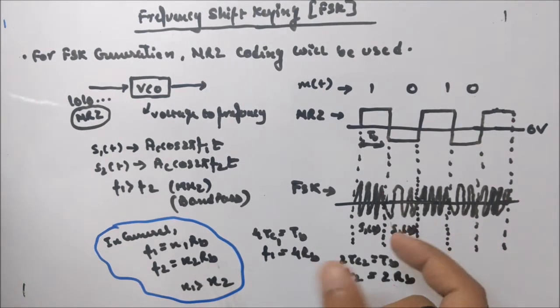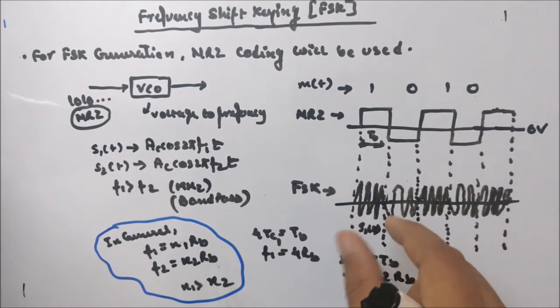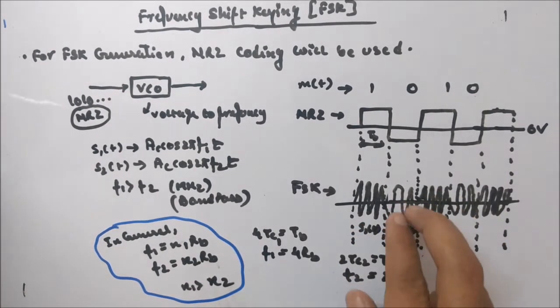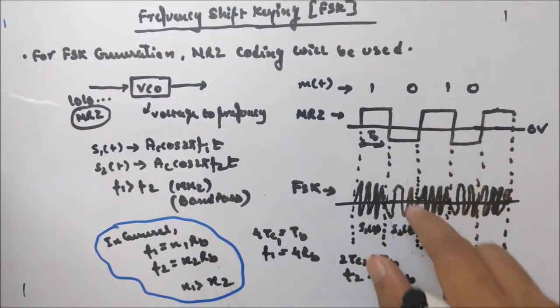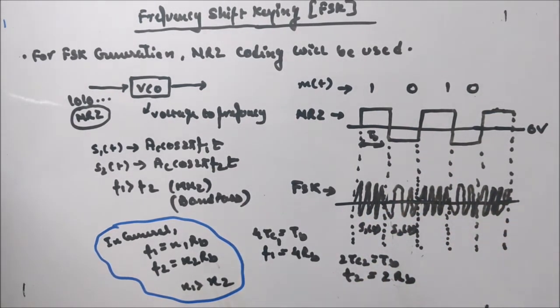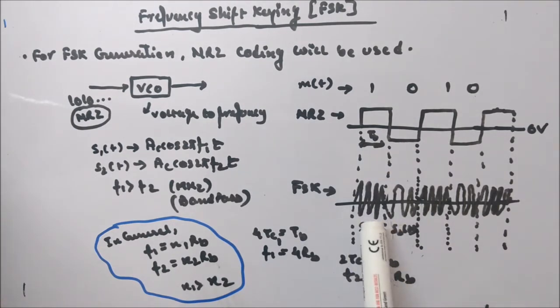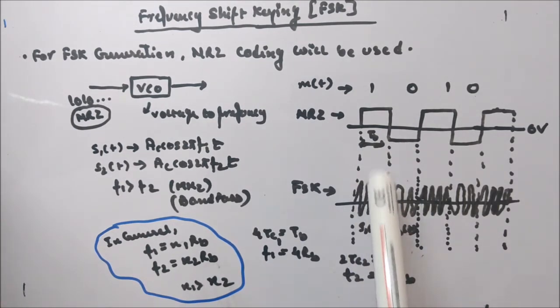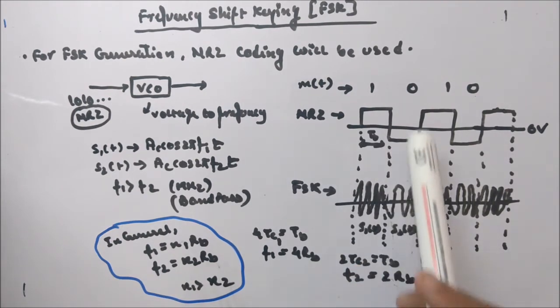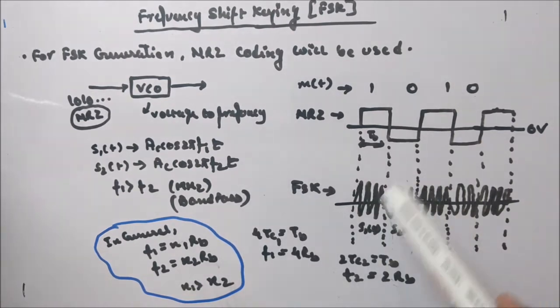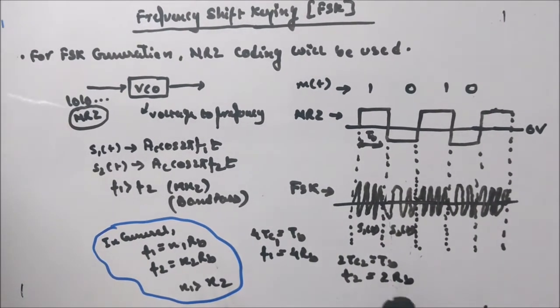The closer these cycles are, the higher the frequency. If they are less close, you have a low frequency. More specifically, you can see this is the bit period. In 1 bit period there are 4 cycles, which means high frequency, and when you are sending 0, in 1 bit period you have only 2 cycles. That's how you can figure out whether it is high frequency or not.